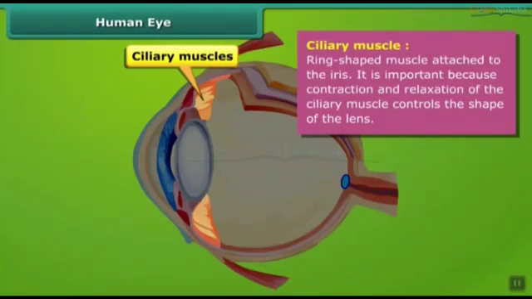Ciliary muscles. These are ring-shaped muscles attached to the iris. The contraction and relaxation of ciliary muscles controls the shape of the lens.